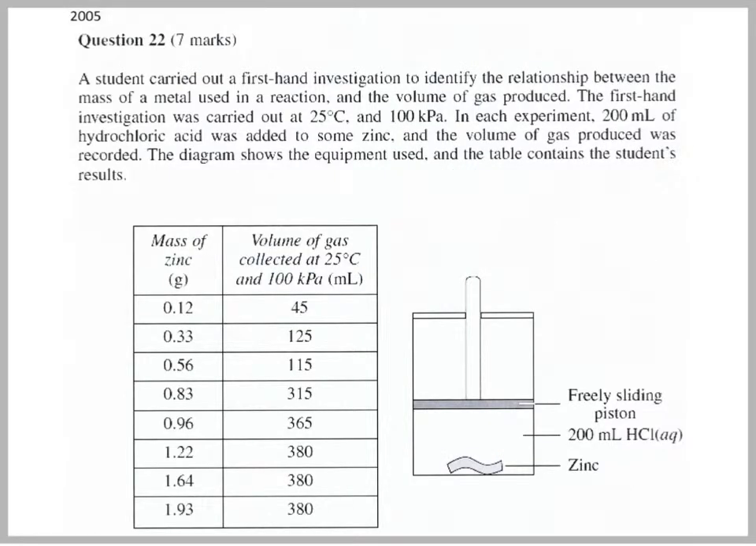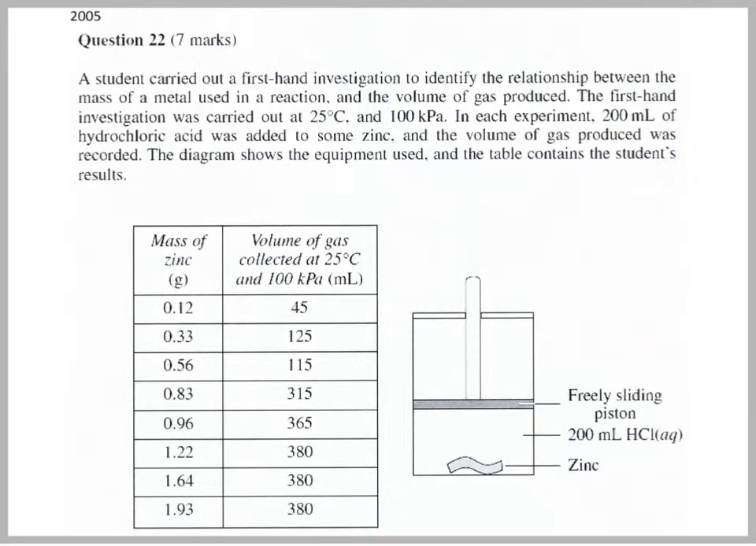Next question from the 2005 HSC. The student carried out a first-hand investigation to identify the relationship between the mass of a metal used in a reaction and the volume of gas produced. The first-hand investigation was carried out at 25 degrees C and 100 kilopascals, so once again there's our lovely data. So we're talking about 24.79 litres of any gas, the volume of any gas at that particular temperature and pressure. In each experiment, 200 ml of hydrochloric acid was added to some zinc and the volume of gas produced was recorded. The diagram shows the equipment used and the table contains the student's results.